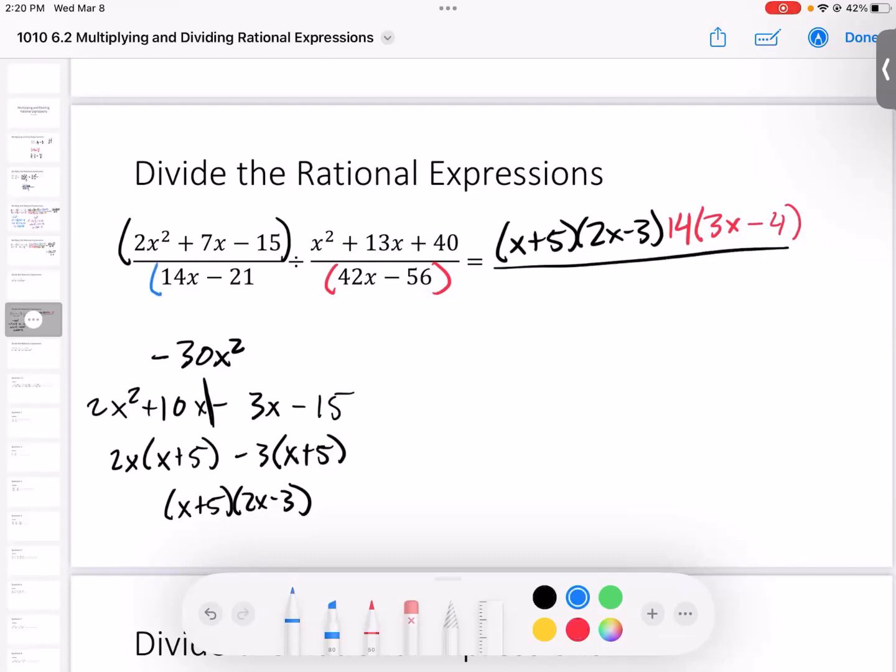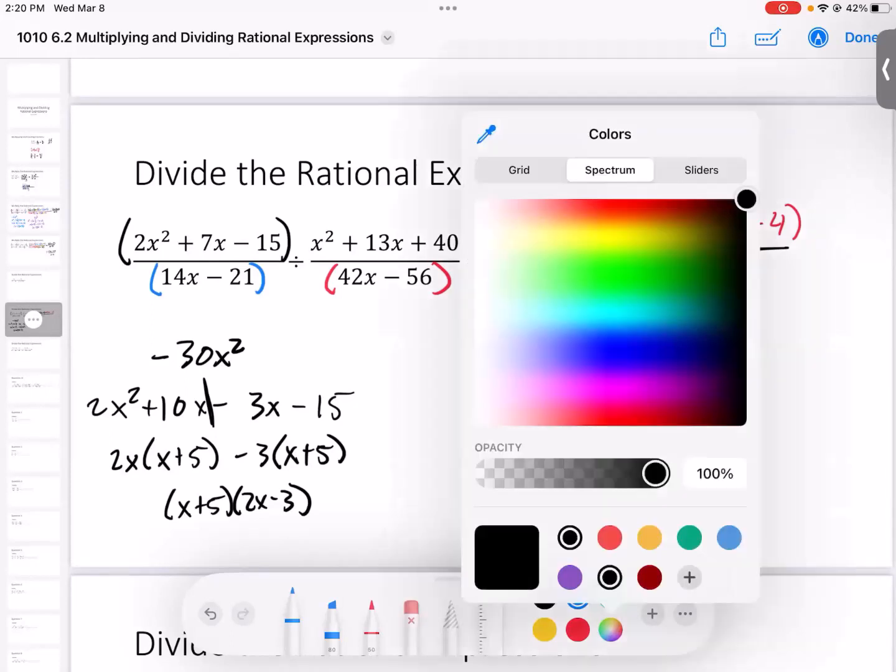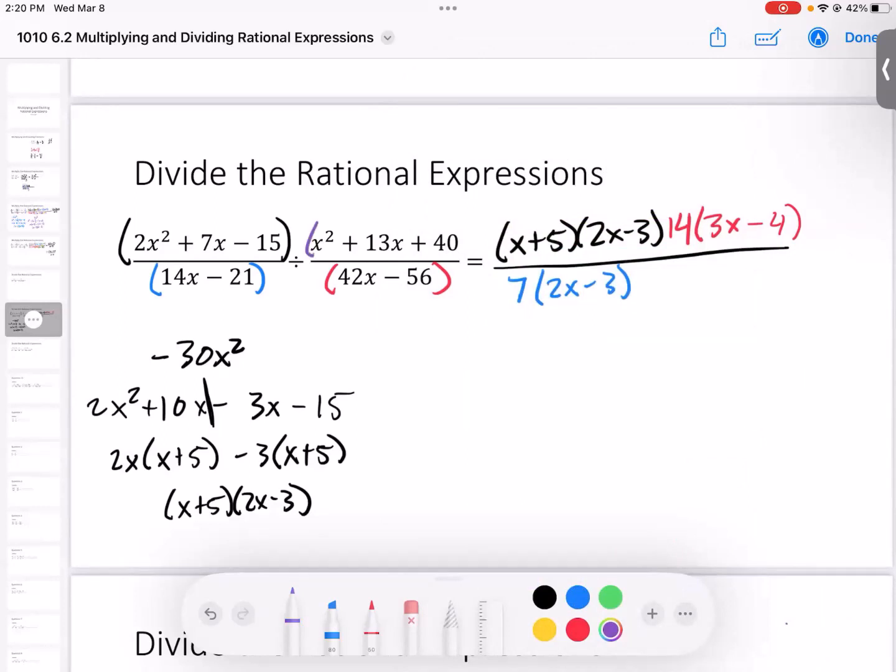And then find the bottom part of our answer. We'll take this polynomial, which has a 7 in common. So we'll do 7 times 2x minus 3. And we're going to multiply that by this polynomial. And when we factor that one, it's a trinomial, so we can use our trinomial trick. And 40x squared, the things that multiply to 40 and add to 13. Maybe, I think 8 and 5. Because 8 times 5 is 40, and 8 plus 5 is 13.